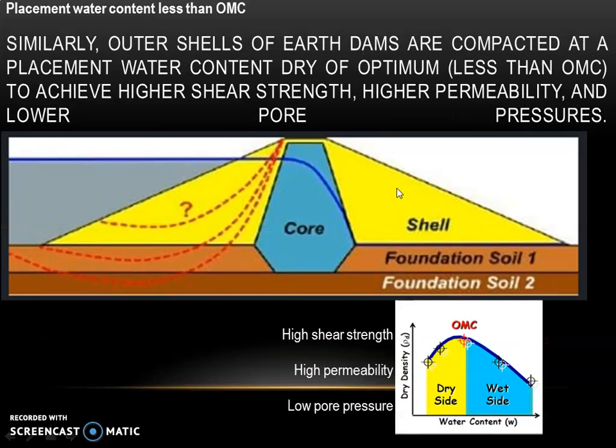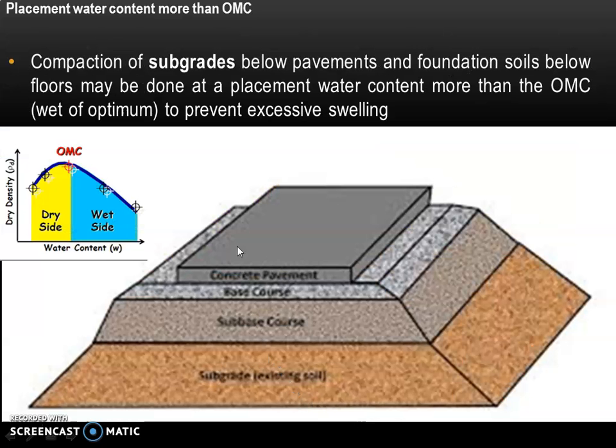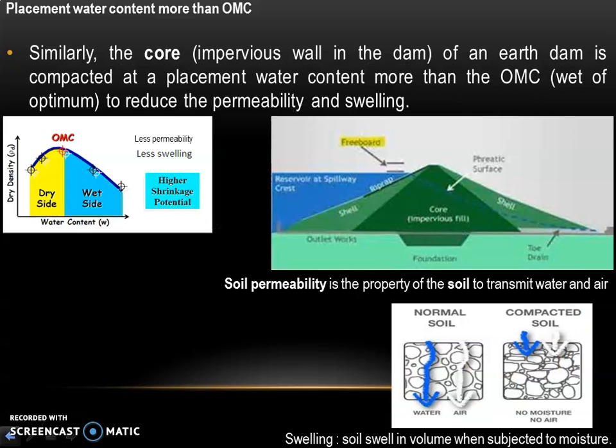Similarly, the outer shell of earth dams are compacted at placement water content dry of optimum, that is less than OMC, in order to achieve high shear strength, high permeability and low pore pressure. The compaction of subgrade, that is soil below pavement and foundation soil below floors, may be done at placement water content more than OMC, that is wet of optimum, in order to prevent excessive swelling. The core, that is impervious wall in the dam, is compacted at a placement water content more than OMC, that is wet of optimum, to reduce permeability and swelling.